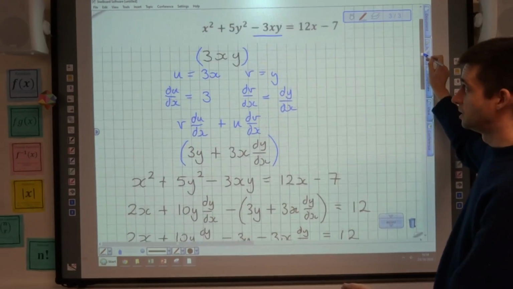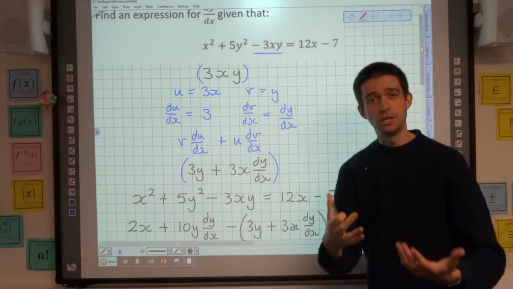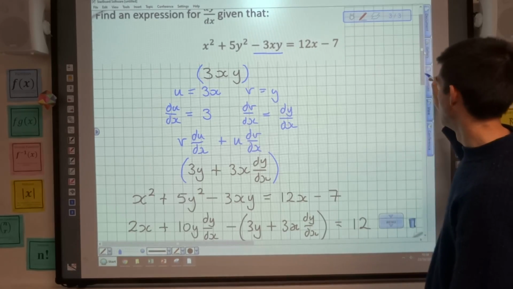So that is my completed expression for dy dx for this function, but the key point from this was that when your original function contains a product of both x terms and y terms, you have to use the product rule to differentiate that.